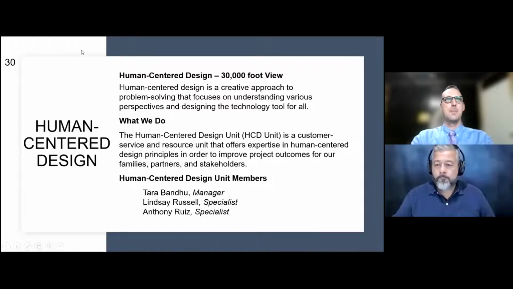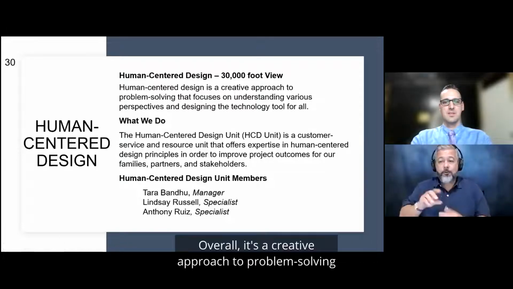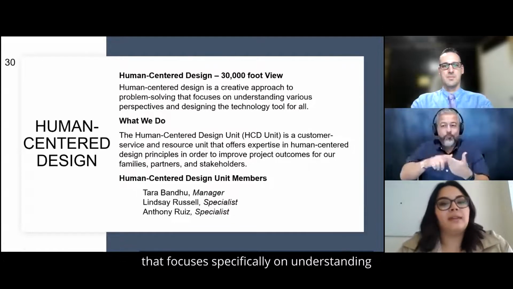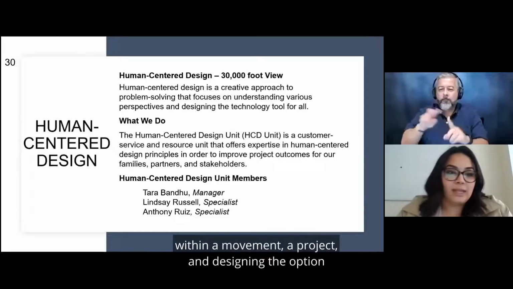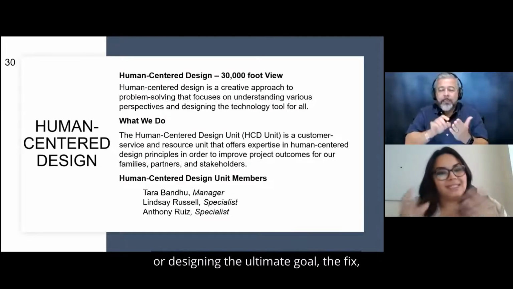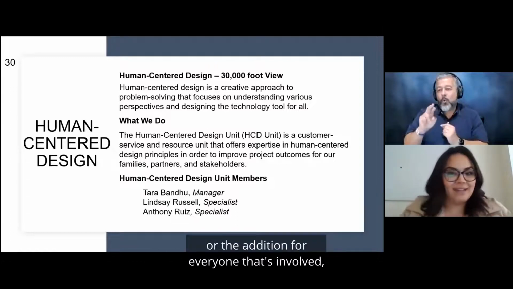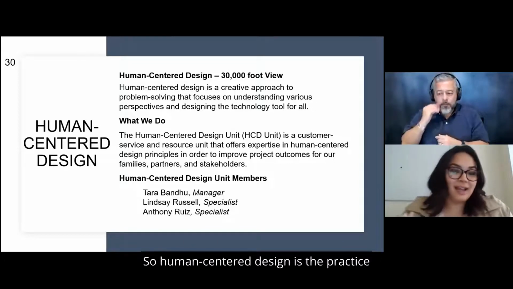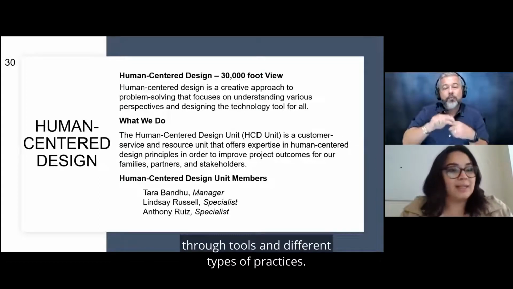Thanks, Brandon. So human-centered design, as Brandon mentioned, is a buzzy term. Overall, it's a creative approach to problem solving that focuses specifically on understanding all of the perspectives of all that are involved within a movement, a project, and designing the option or designing the ultimate goal, the fix, or the addition for everyone that's involved based off of their experience. So human-centered design is the practice of capturing that information through tools and different types of practices.